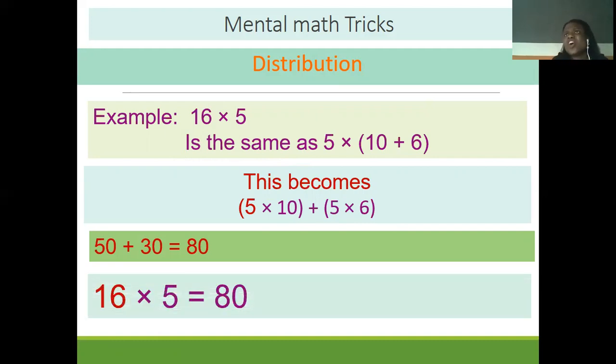So let's assume you're asked to do 75 times 12. You can apply the same thing. Split the 75 and multiply each part by 12, and that makes your work easier. Okay? So try it out.